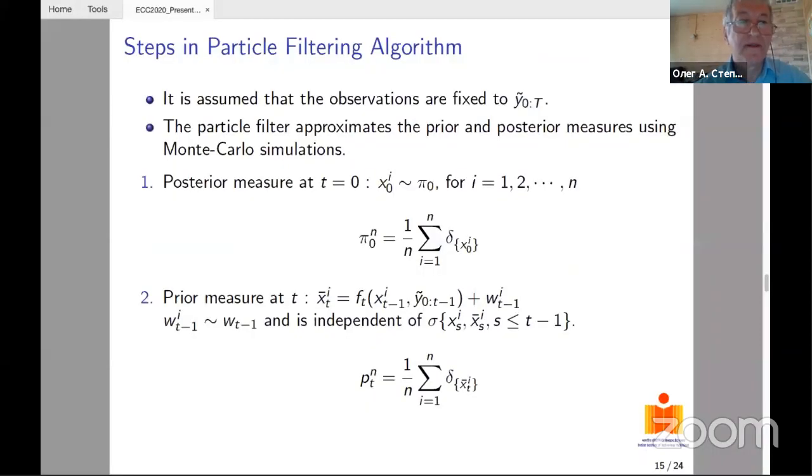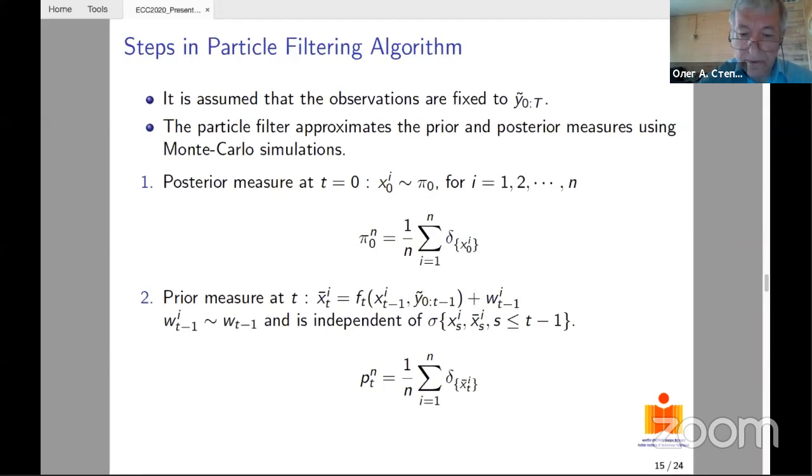Now we briefly discuss the steps in the particle filtering algorithm. It is assumed that the observations are fixed to y tilde 0 to t, so that lemma 2 and lemma 3 are valid for this output sequence. And it is to be noted that both those results are valid only on a set of output sequences with probability 1 with respect to the measure induced by the sequence of random variables y0 to t.